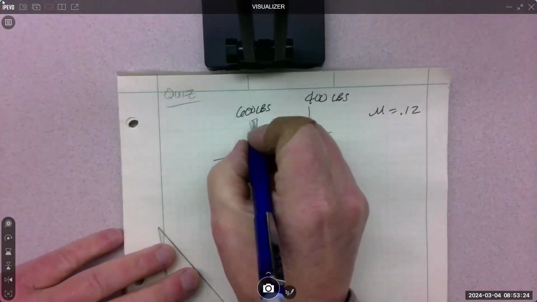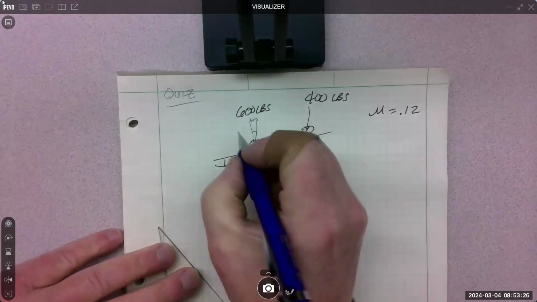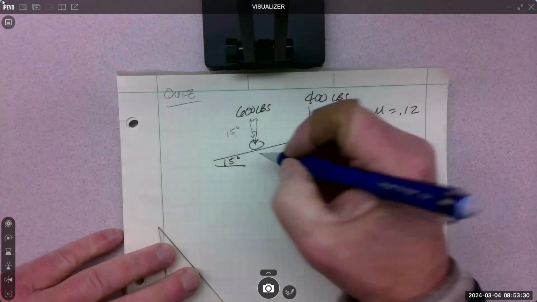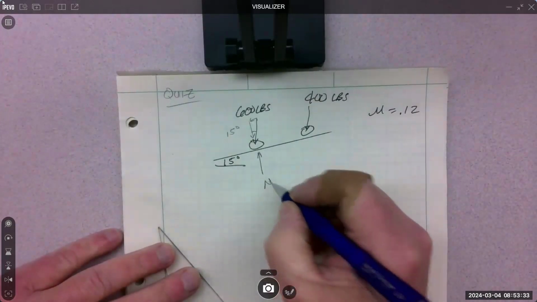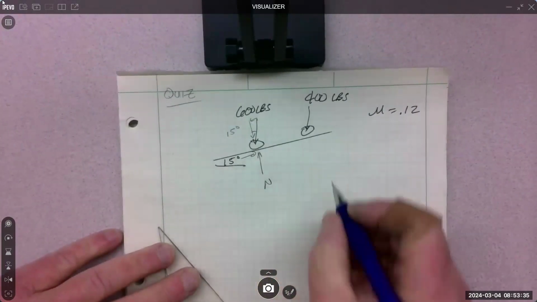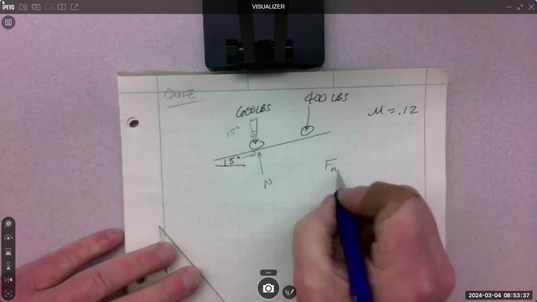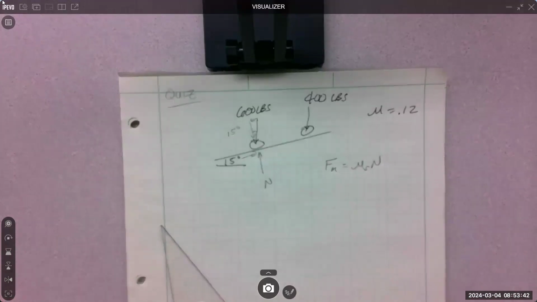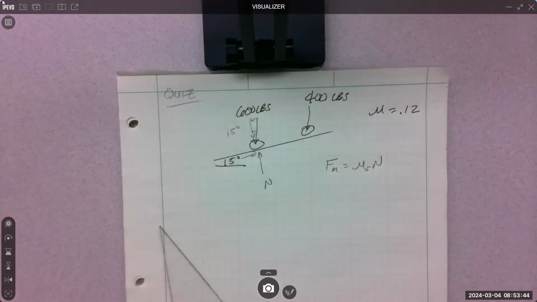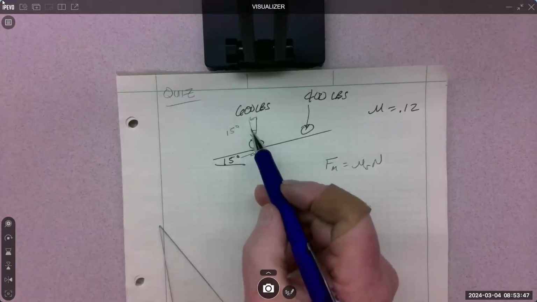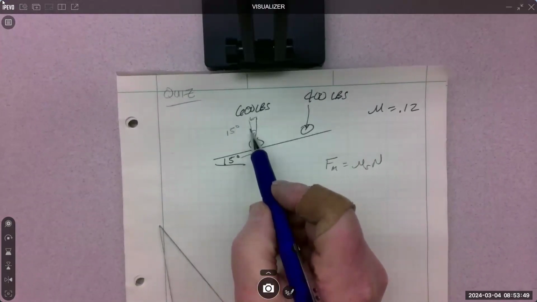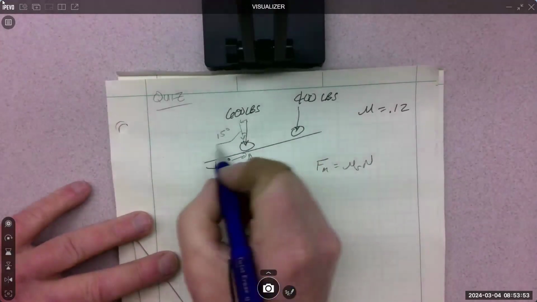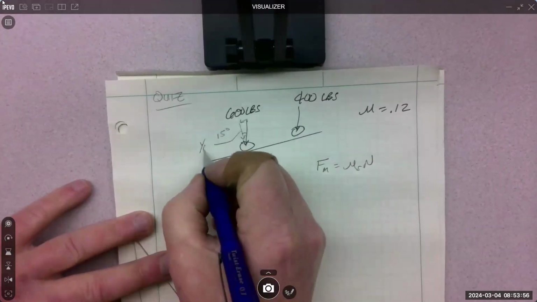We have a certain amount of load down the hill. We have 15 degrees in here and a certain amount of load into the hill, and then an N force and a friction force. And we know the friction force is equal to mu times N. So we need to calculate that. We need to find N, which means we need to find the into-the-ground component. I will call that Y of the 600.